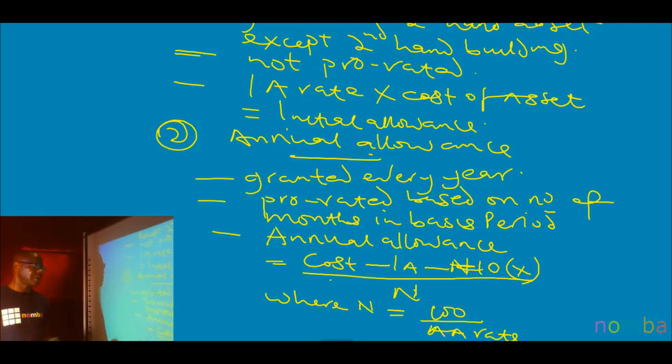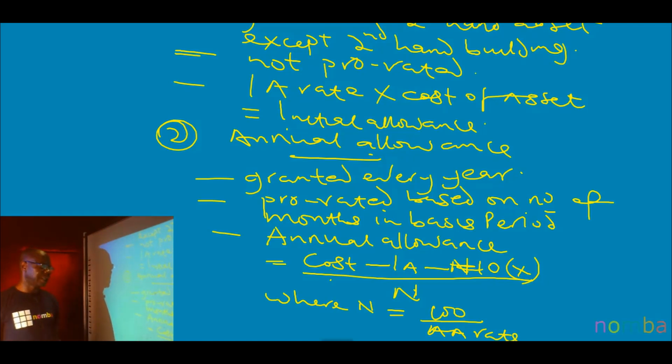The cost. Take the cost of the asset. Of course, you cannot compute annual allowance unless you compute initial allowance first. Take away the initial allowance you have computed. That's IA there. I'll come back to that 10 naira x all over n. N here is the expected life of the asset. What that means is how many years will the asset be used for the purpose of the business? What's the lifespan of the asset for the purpose of the business?